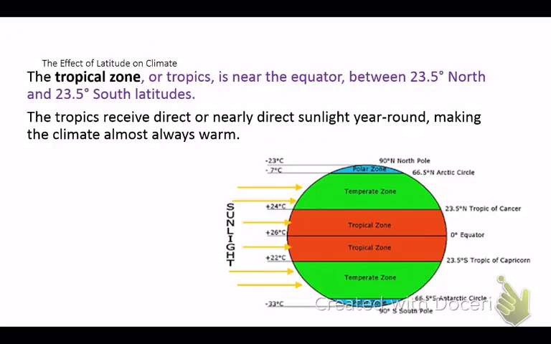And then finally, the tropical zone is closest to the equator. It's the red zones, and those receive the most direct heat or sunlight year-round, so the climates are almost always warm.